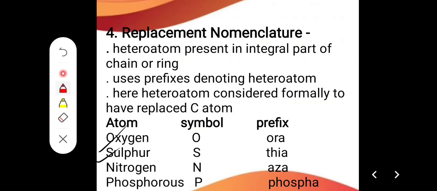Replacement nomenclature, where a heteroatom may be present, and due to the heteroatom presence, we can term some prefixes. For oxygen we can use oxa, for sulfur we can say thia, for nitrogen we can say aza, and for phosphorus we can term as phospha.